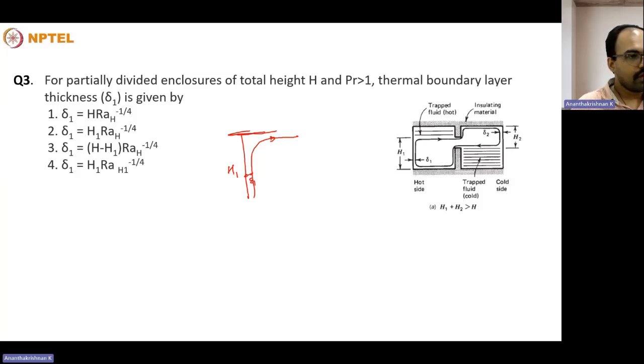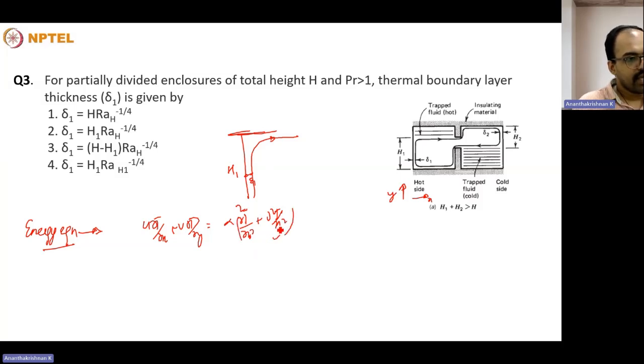The energy equation. In the main scaling analysis of the energy equation in the previous week, we saw that, this is x direction and this is y direction. It will be u dou t by dou x plus v dou t by dou y is equal to alpha times dou square t by dou x square plus dou square t by dou y square. Out of that, we have seen that the x scale will be very much smaller than that of the y. So x will remain, the other term will not remain, and the left hand side will be almost the same.